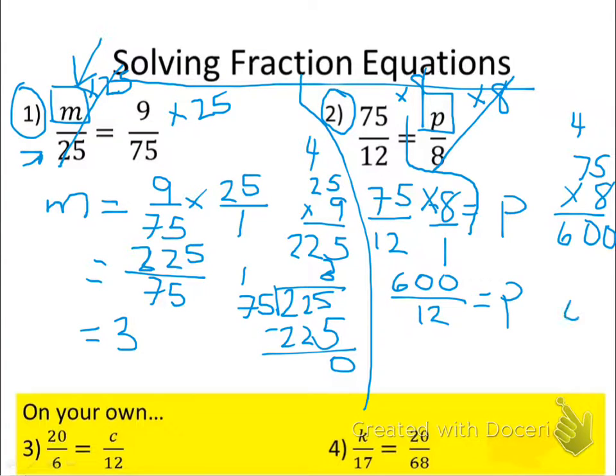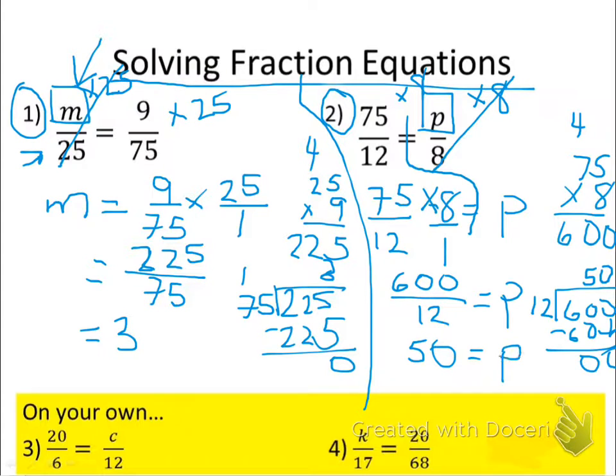Now to solve for p, we need to divide 600 by 12. 12 goes into 60 5 times. 5 times 12 is 60. Subtract it, we get 0. Bring down our 0. 12 goes into 0 0 times. So we know that 50 is equal to p.